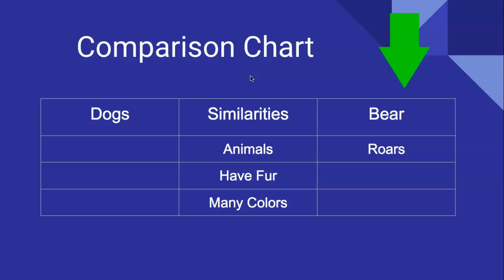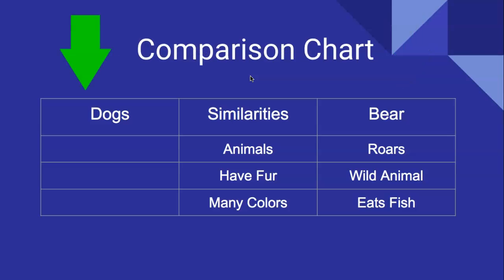Okay, what else? It is a wild animal. Yeah, it is a wild animal. We certainly could not have a wild animal in our house, could we? Can you think of anything else? That it eats fish. Oh yeah, definitely. It can eat fish. And that's different than dogs. Dogs don't really eat fish. Because bears are in the wild, they have to find other things in the wild, so they eat fish. All right, class, now let's focus on a dog.